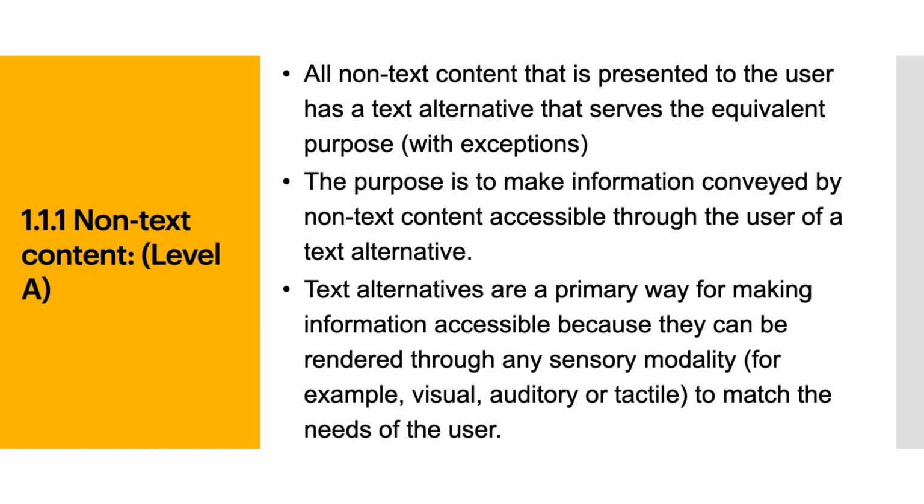The next is 1.1.1 Non-text Content, level A again. According to this guideline, all non-text content such as images, charts, icons, and multimedia must have a text alternative that conveys equivalent information. The purpose is to make digital content accessible to users who are blind or have low vision or use alternative methods of accessing the content or the web.